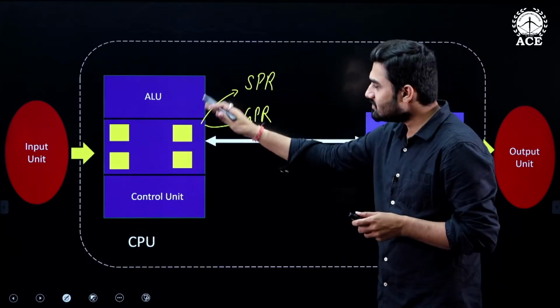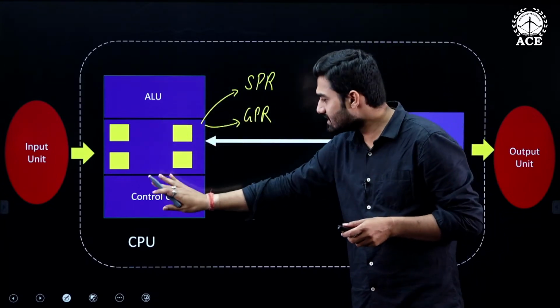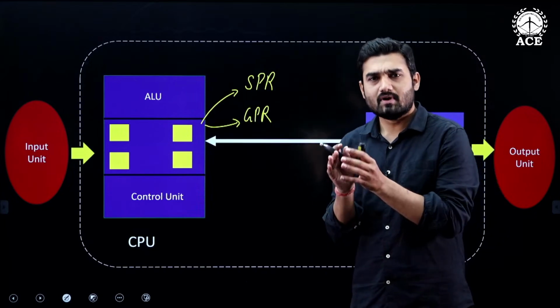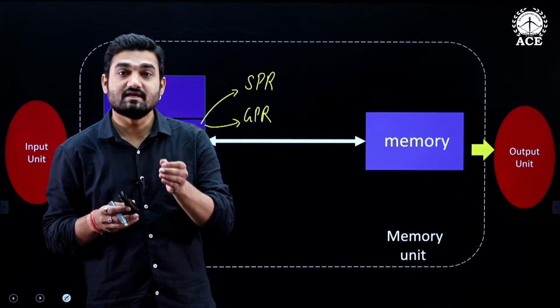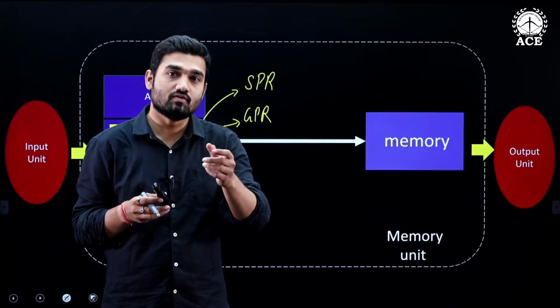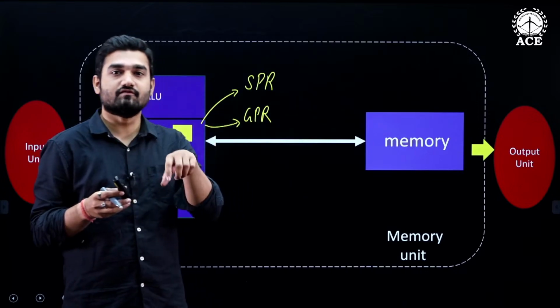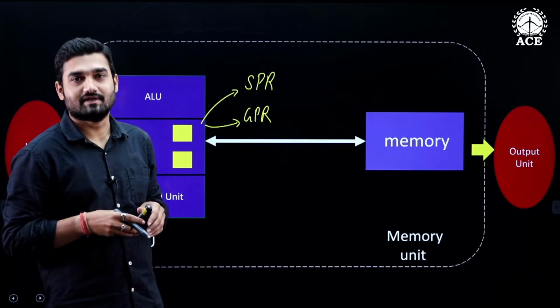Now, this is all about your CPU. If you came to know about the ALU, the register and the control unit, then broadly you know at least the structural view of the CPU. The behavior view we will see later, but the structural view you came to know, having 3 parts: ALU, register, control unit.